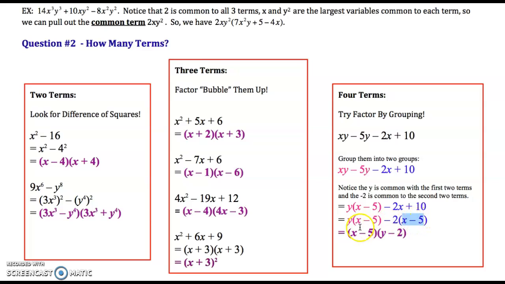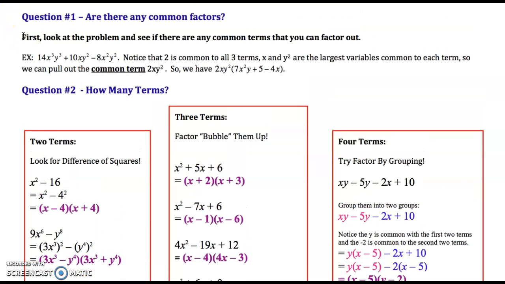Since those are both common, we pull them out, and I get an x minus 5 here, and I take my remaining terms, there's my y, and my -2, y minus 2, and that goes in my second bubble right there.